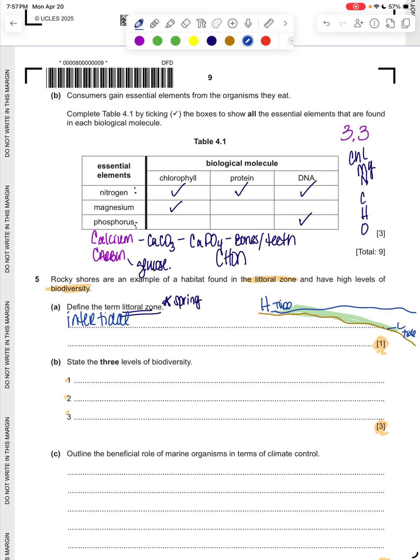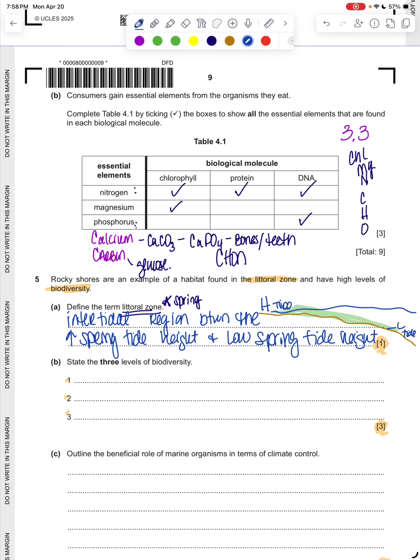Intertidal region. It's between the high spring tide height and low spring tide height. And if you're asking, do I have to say height? You could say mark. The high spring tide mark, low spring tide mark, because that's what we're measuring about them. We're literally measuring the water height.